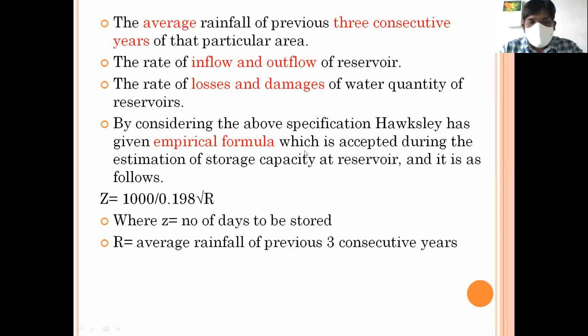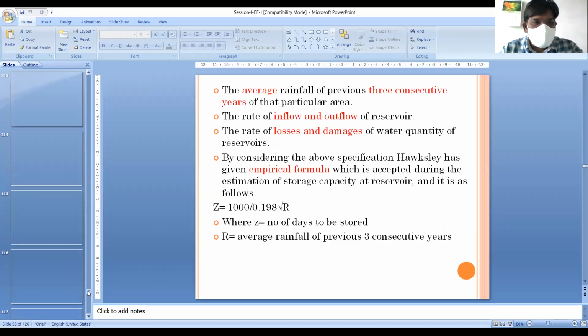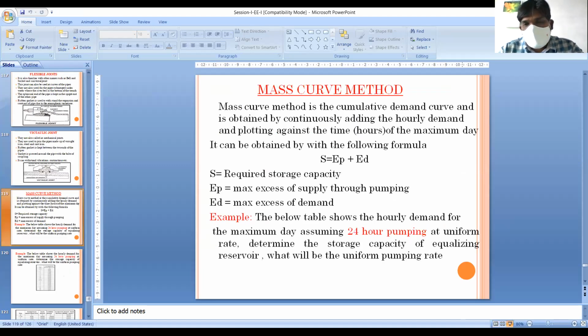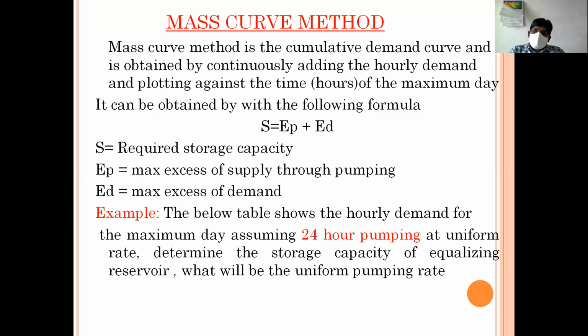One continuous topic is the mass curve method. That is what we are going to discuss now. After joints, the next topic is the mass curve method: estimation of the storage capacity of a reservoir using the mass curve method. We are going to learn on a graph, and at the end of this topic we will discuss the graph. The mass curve is the cumulative demand curve obtained by continuously adding the hourly demand, plotted against time in hours of the maximum day.